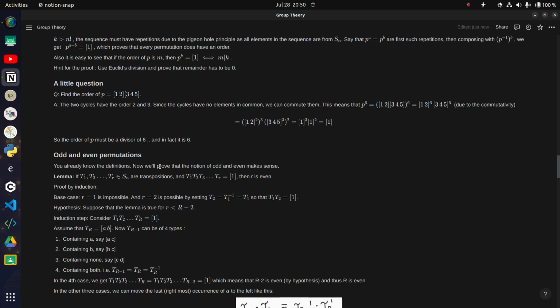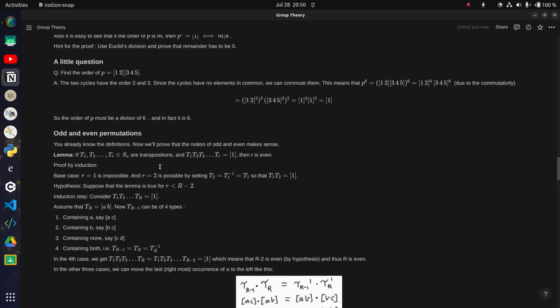Okay, odd and even permutations. In general, if you have multiple cycles, you want to go for the LCM of the orders of each of the individual cycles, because p to that LCM will be 1. The LCM is divisible by the order, and in fact the LCM is the order, I think. At least in this case it was.